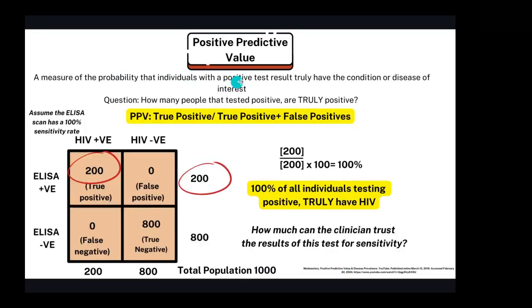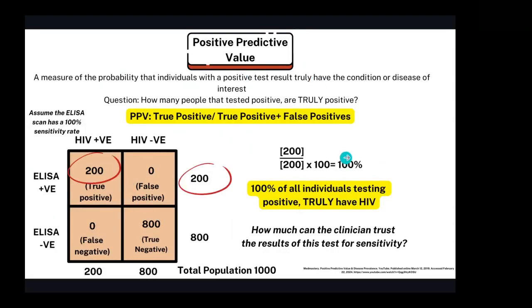What you use is something known as a positive predictive value, which is a measure of the probability that individuals with a positive test result truly have the condition or disease of interest. So how many people who tested positive are truly positive? It has an equation. You take the number of people who are truly positive and divide it by the sum of those who are truly positive plus those who are false positives. In this case, it's 200 over 200 plus 0, which is 100%. So this test has a 100% positive predictive value.